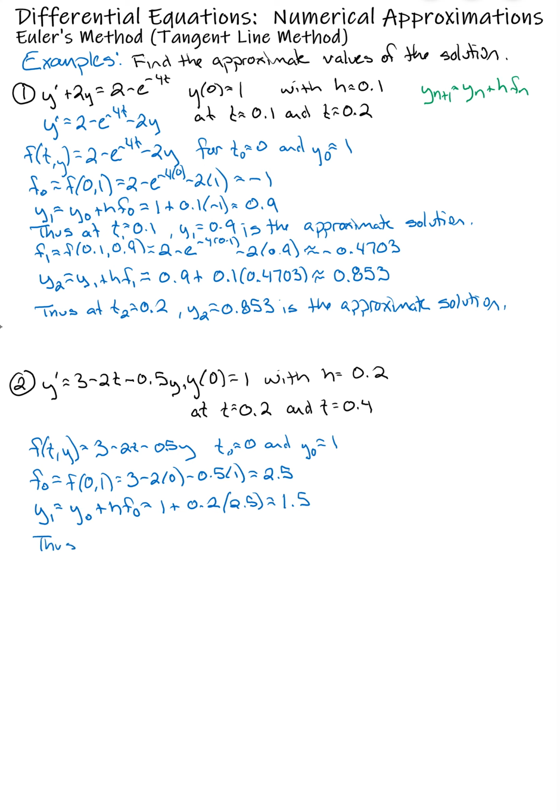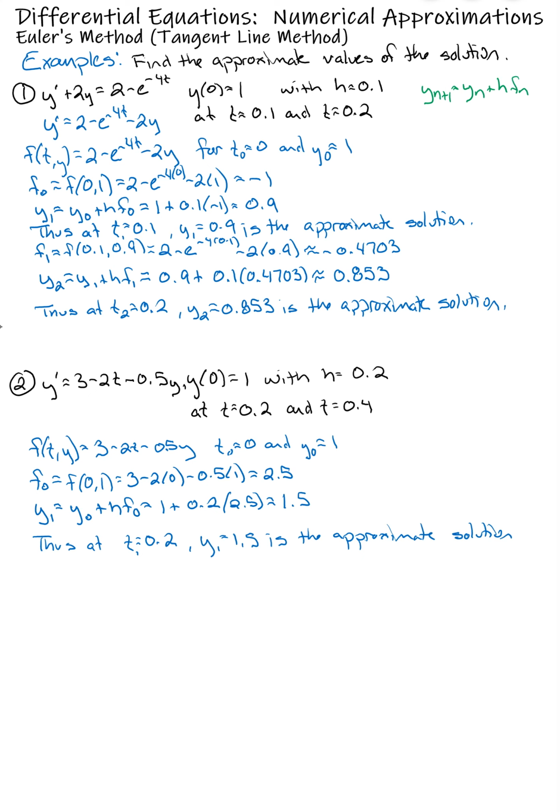Thus, at, what is our t value? Well, notice our t naught is 0, our step is 2/10, 0 plus 2/10, so our t1 value is 2/10. Perfect. That was the first value that we were solving for. So at t1 equal to 2/10, we have y1 is equal to 1 5/10. This is the approximate solution. All right, so that takes care of the first one.